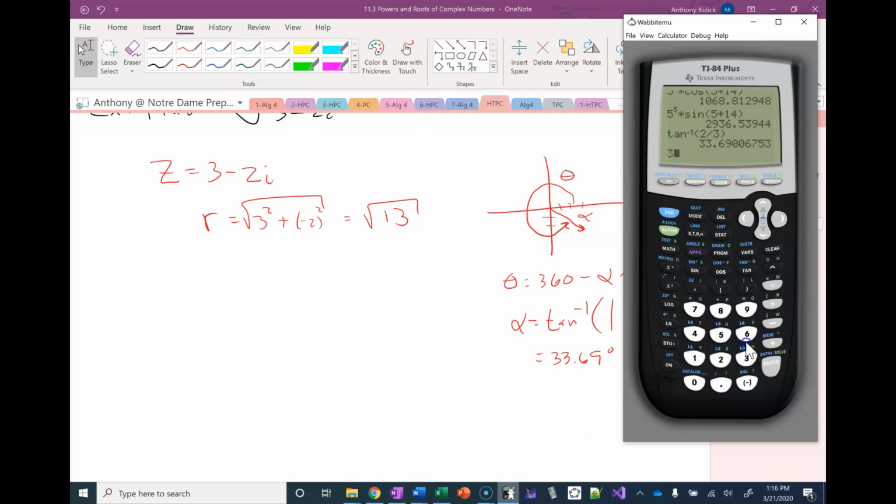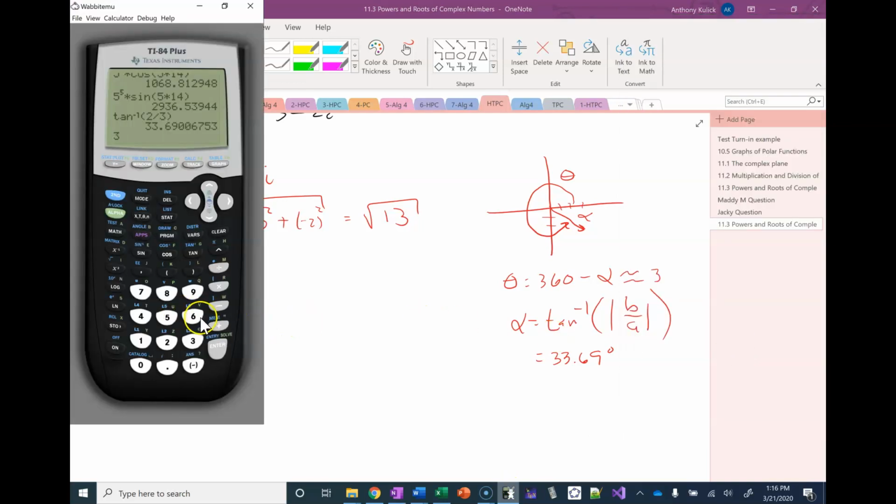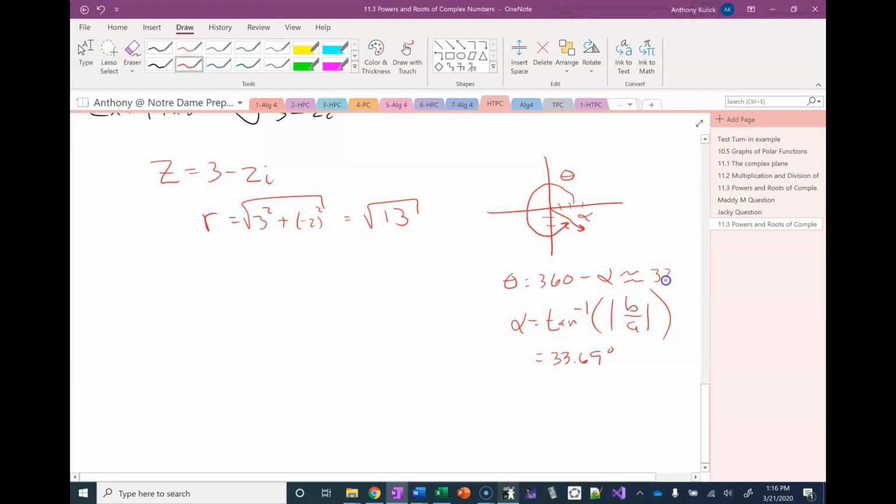And when I do this, then I get that this is... I thought I was going to be able to do that in my head, and my brain said, no, I'm not doing that for you right now. So I get 326.31. Okay. So we can say then z is the square root of 13 times cosine of 326.31 plus i sine 326.31.